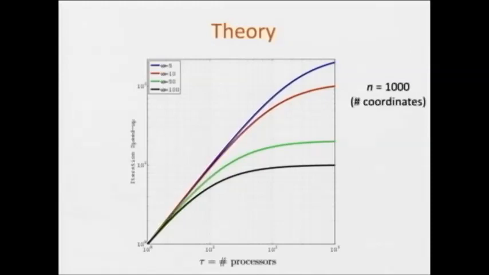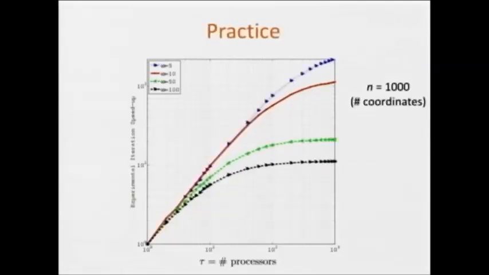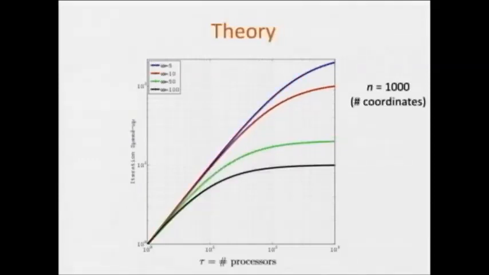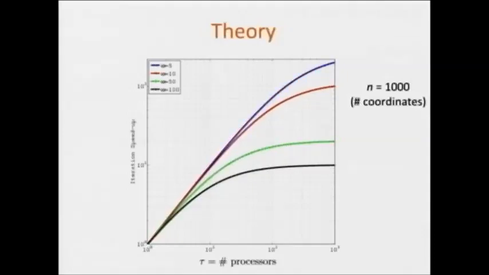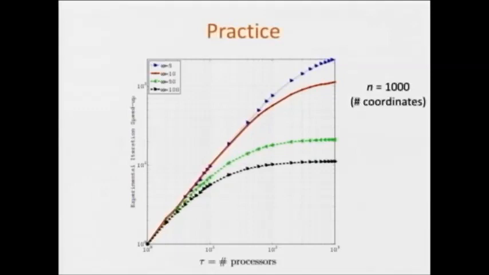If omega is 100, which means 10% of the entries in each row of your matrix are non-zero, then it makes sense to maybe use 100 processors, but not much more. You don't get any more speedup with that. But this is necessary somehow, because this is what we get with computations. Okay? So look at this. This is theory. This is practice. So for the remaining 20 minutes, I'll just keep doing this.